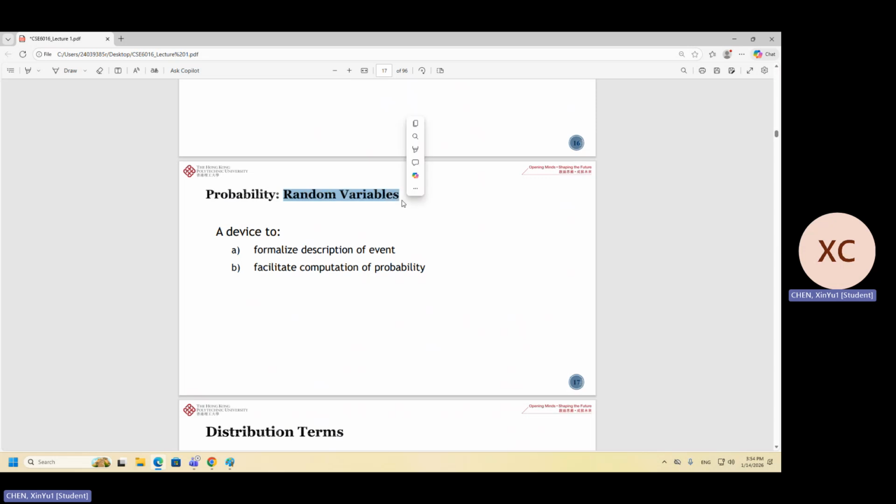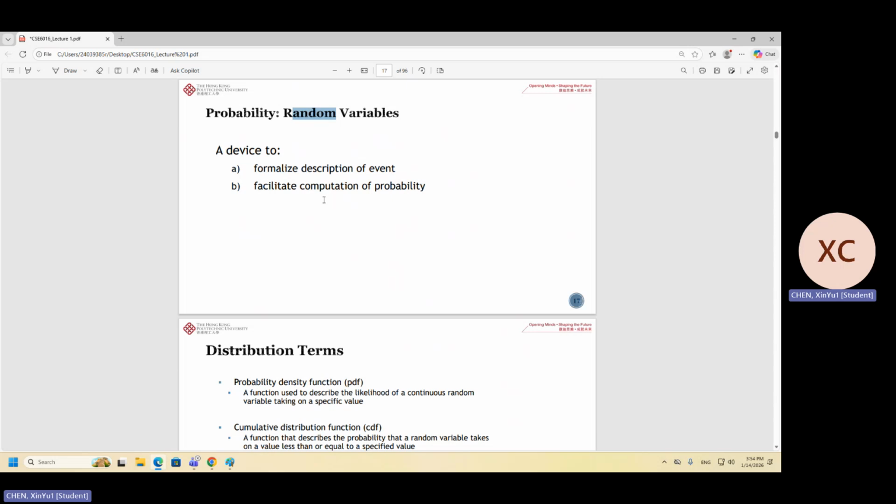So I don't need to explain what a random variable is, why it should be random, right? You know what the word itself means. So I can pass it. The random variables are devised to formalize the description of an event or postulate the computation of the probability. So a random variable is random, and it can have different values.